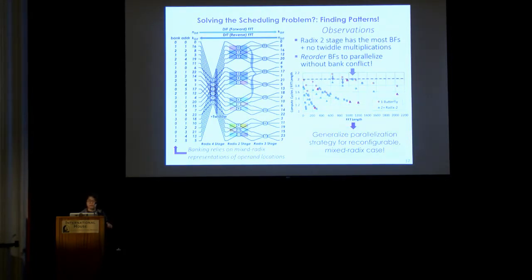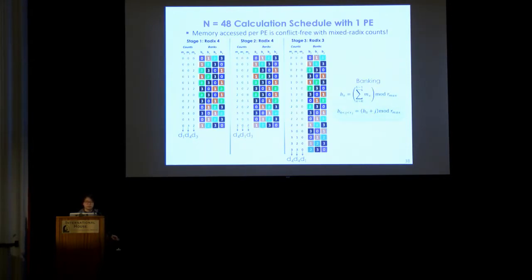So how do you generalize this for the mixed radix case? Well, if you look at an N equals 48 calculation schedule with one processing element, as each of the stages are iterated through, you're actually just counting the processing elements. The digits associated with a particular stage are zeroed. And this banking scheme allows you to guarantee that all the operands for a single processing element come from different banks. But for example, if now you wanted to do 2 processing elements in parallel, you'll see that the first and the second row have conflicting banks, and therefore you can't actually accomplish this.